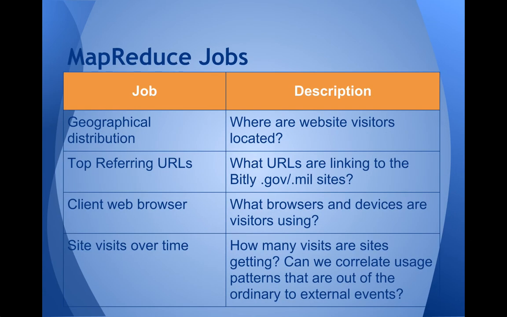Overall, some of the MapReduce jobs we had to make are the geographical distribution, which answers where website visitors are located; the top referring URLs, meaning what URLs are linking to these bit.ly .gov and .mil sites; what browsers people are using; and how many visits sites are getting over time. Also, can we correlate usage patterns that are out of the ordinary to external events?